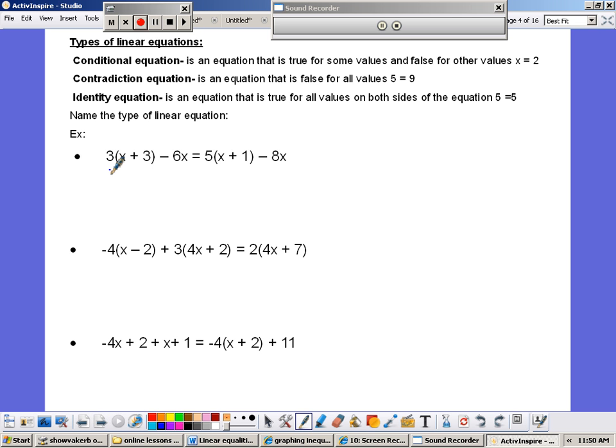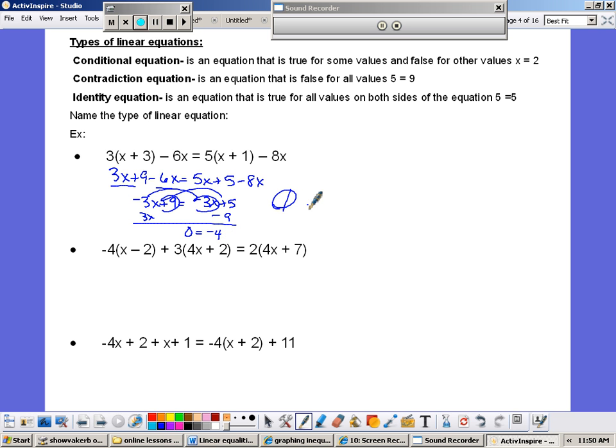So we're going to name what we get on these. So first thing we're going to do is solve them. 3x plus 9 minus 6x equals 5x plus 5 minus 8x. Combine our like terms because we have no fractions. Negative 3x plus 9 equals negative 3x plus 5. Move my 3x over, move my 9 over. I get 0 equals negative 4. Well, 0 never equals negative 4. Therefore, there is no solution because these are contradictions. Meaning that they're going to be parallel.